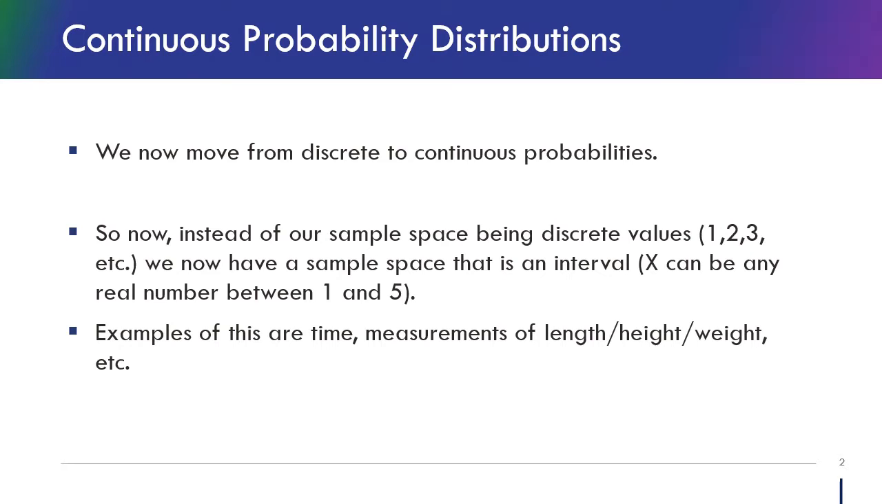For continuous random variables, the sample space now is an interval, so it can be any real number between, for example, 1 and 5. So it can be 1.5, 5.2, and any number in this interval. Some examples of continuous variables would be measurements of length, height, weight, and time. Those kinds of things can be measured by a continuous probability distribution.